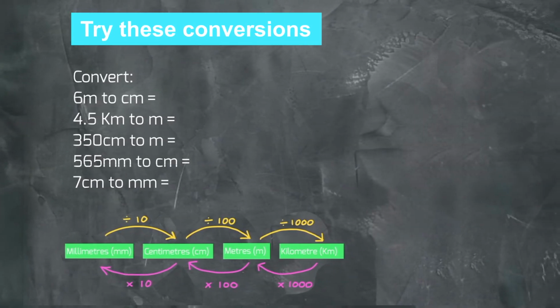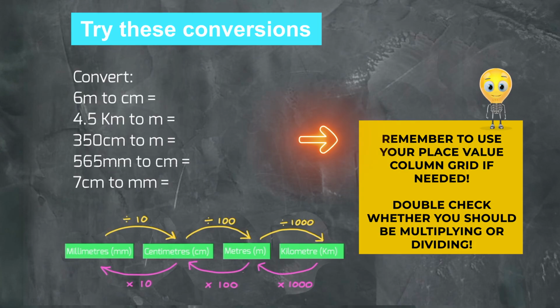Now it's your turn to do some length conversions. To have a light bulb moment, remember to use your place value column grid if needed, and double check whether you should be multiplying or dividing. Why don't you stop the video now to give yourself a chance to do your working out, and start it again to see if you got them all correct.